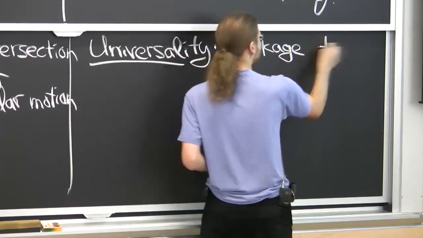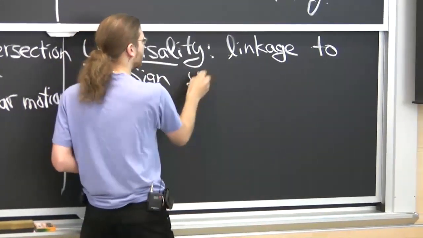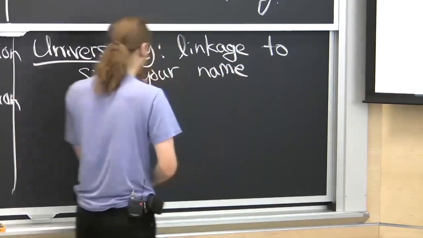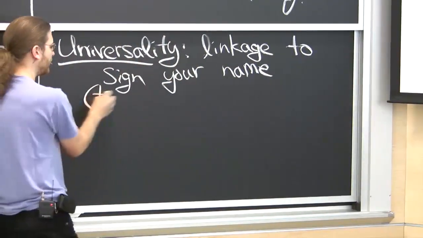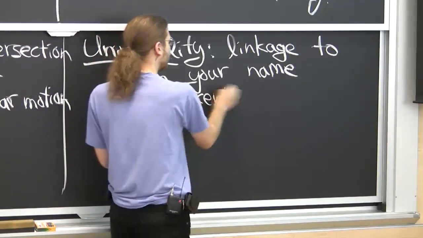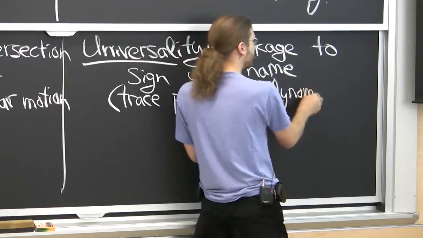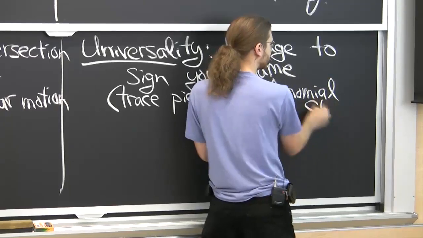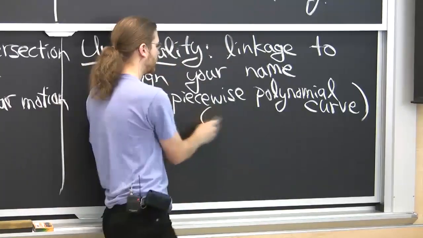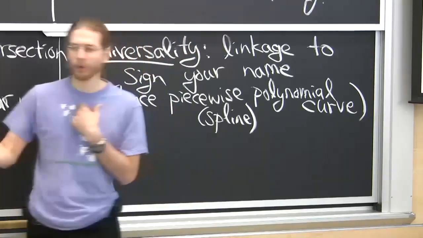So it's a two-dimensional linkage. You turn one circular crank, and it signs your name. The mathematical version is that you trace a piecewise polynomial curve. Or if you're an architect or a graphics person, call this a spline. Pick your favorite word. You can make it all with one linkage.